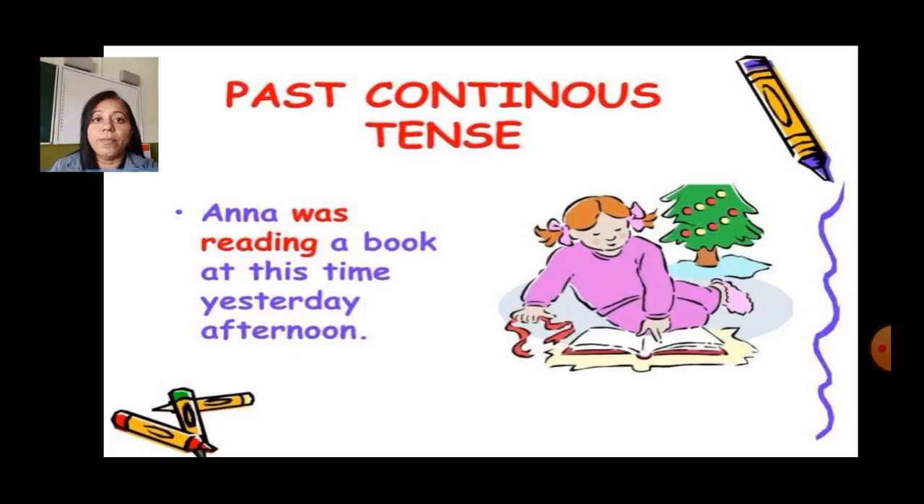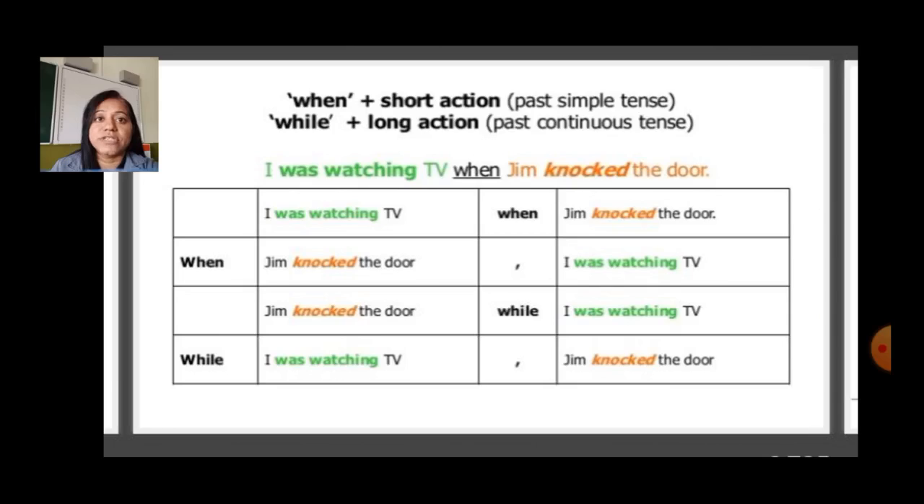Anna was reading a book at this time yesterday afternoon. So this time means just now, it is 12 o'clock or 10 o'clock, anything. But yesterday at 10 o'clock, Anna was reading a book. Yes, so the action we are talking about is in the past, but at that time it was going on. So we can say that that action is in past continuous tense.